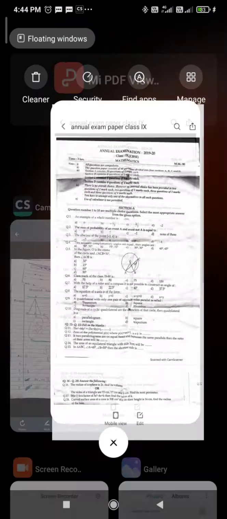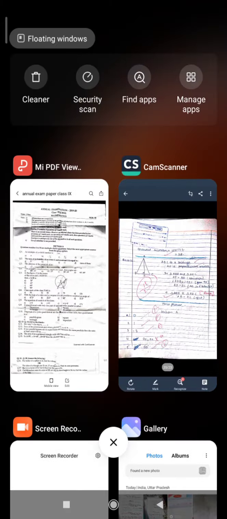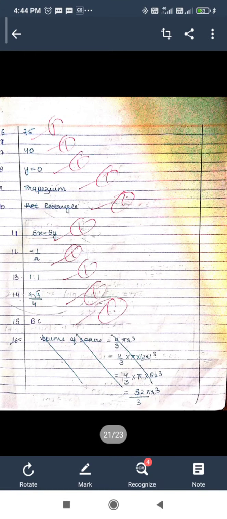Equation of x-axis is y equals to 0 will be the equation of the x-axis. Now next is the quadrilateral with only one pair of opposite sides parallel is called trapezium. Diagonal of cyclic quadrilateral is the diameter of the circle. So that means that two diagonals are equal and it is a cyclic quadrilateral, so it will be a rectangle.